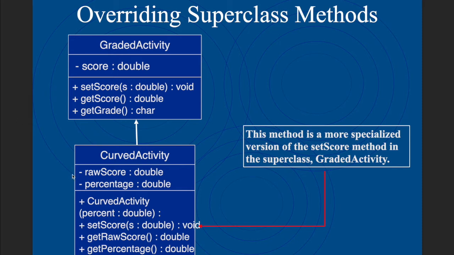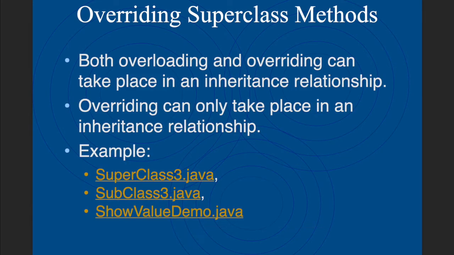Because if you do not use the final keyword, just like I showed you in this example, it will use this version of the method, the subclass's. But if you want to use the superclass's version, you need to use the final keyword.